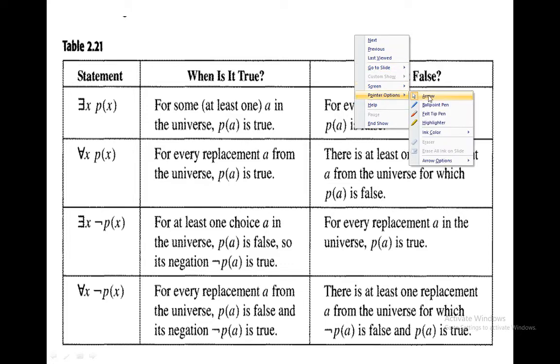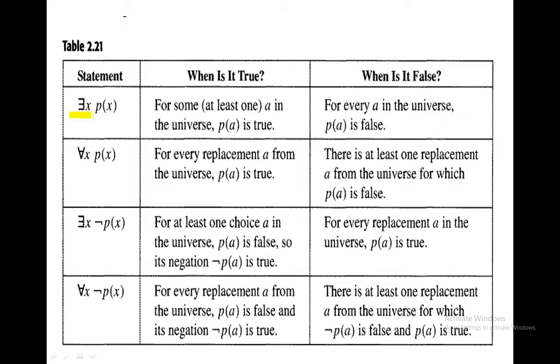four statements. One is for some x, p of x, and for all x, p of x, then for some x, negation of p of x, and for all x, negation of p of x. Okay, so all these we are going to have. Now, when are these going to be true and when are they going to be false? These things we are going to see.